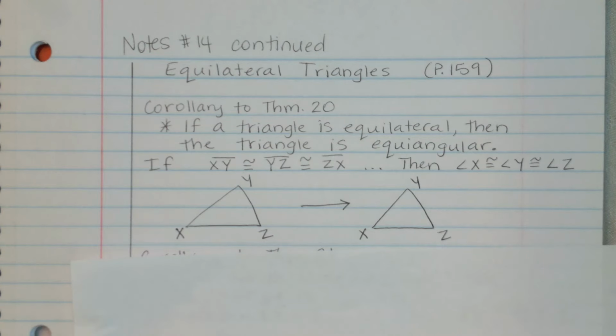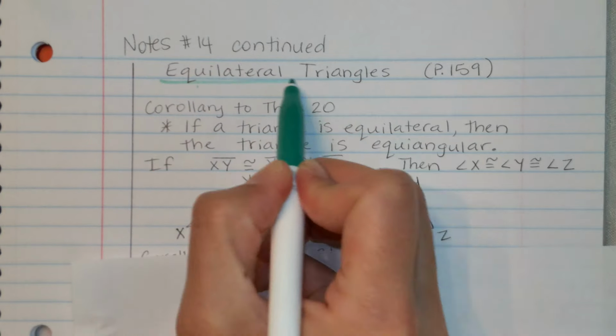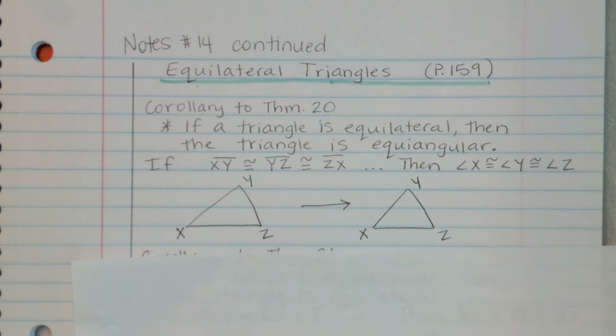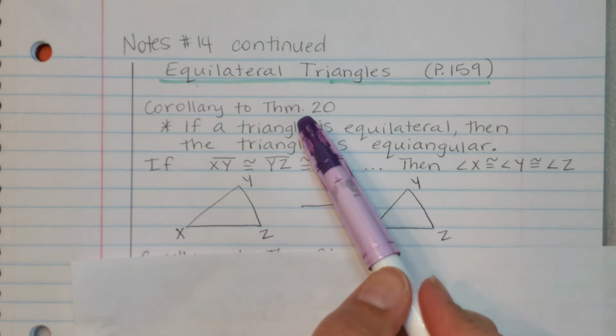All right, these are notes 14 continued, so I had to go to a different page. So whenever you need to go to another page, that's fine. So this side is about equilateral triangles. It is in your book, just like how on the other page I had which book page to go to. So equilateral triangles, I'm sure you've learned about in previous courses, you just kind of know it. But these are corollaries to theorems on the other page.